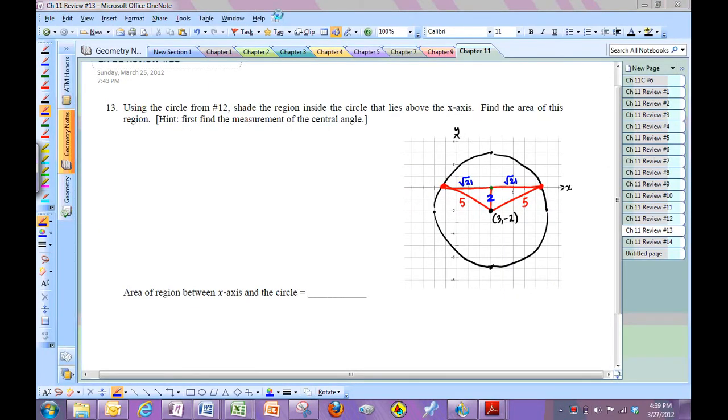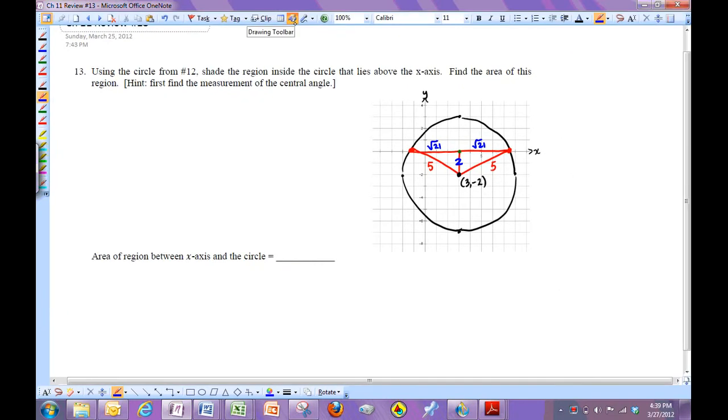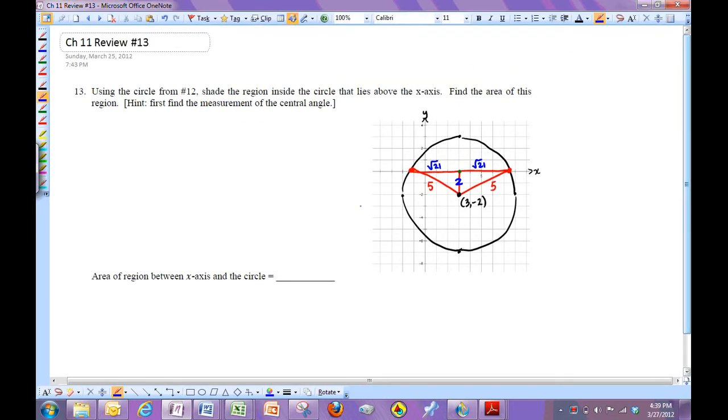Okay, so this one's number 13 from the Chapter 11 review packet. And in this one, we've got a circle. I've copied the circle from number 12. We already did some work on it. And you're supposed to find the region inside the circle, but above the x-axis. So if I shade that in with this highlighter, that's going to be this part up on top, right there.